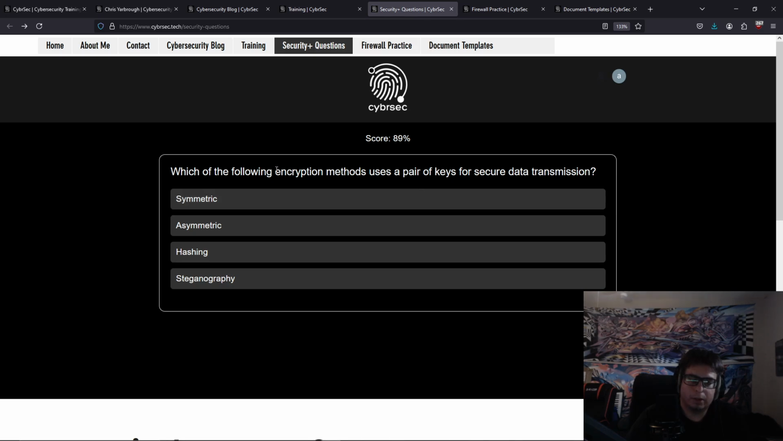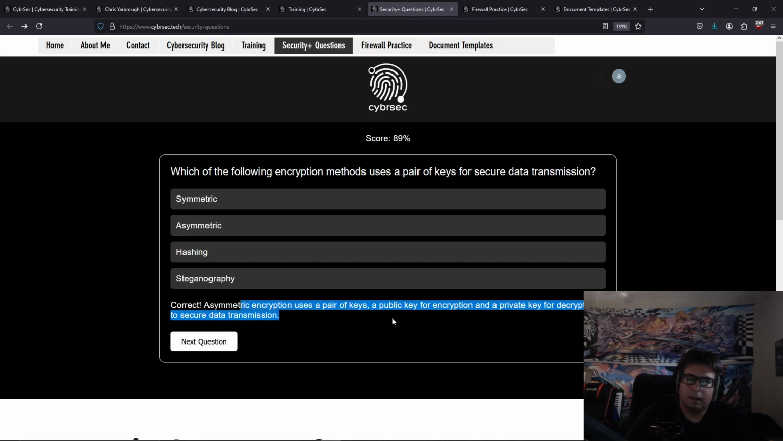Which of the following encryption methods uses a pair of keys for data security? So we learned about symmetric earlier. Asymmetric is 2 keys, a pair of keys. Correct.